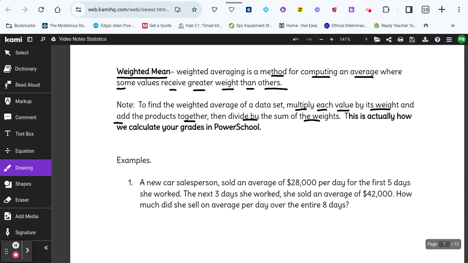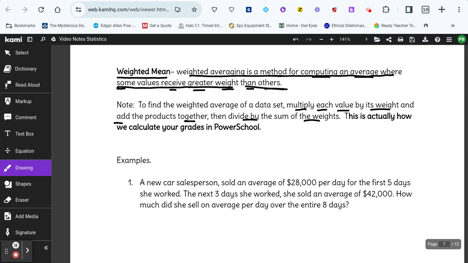All right, let's talk about weighted mean. A weighted mean is just a weighted averaging where one score or one thing may weigh more than the other. So weighted averaging is a method for computing an average where some values receive greater weight than others do.